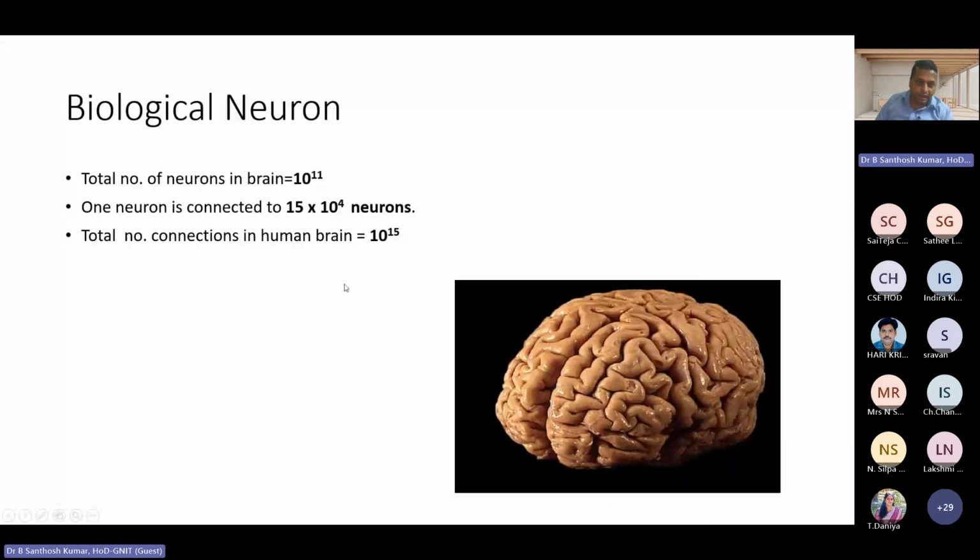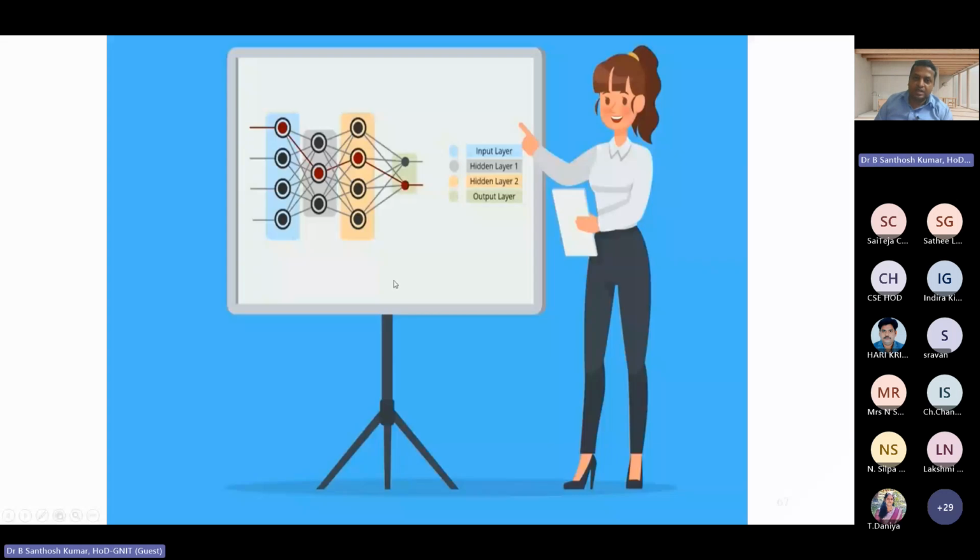So this is a biological neuron. In our brain we have 10 to the power of 11 neurons. One neuron is connected with 15 into 10 to the power of 4 neurons. So the total number of connections in the human brain is 10 to the power of 15. This is an example: this is the input layer we know, and the output layer also we know. In between, n number of hidden layers may be available. Suppose I want to do my project very perfectly, then I can increase the number of hidden layers.